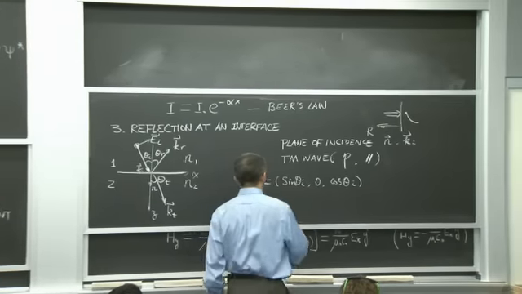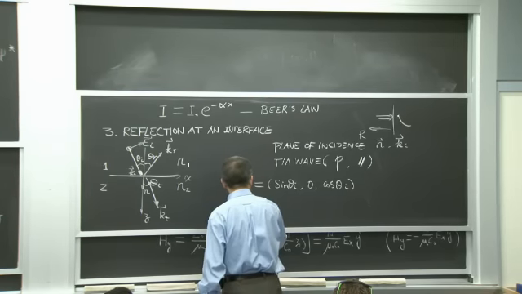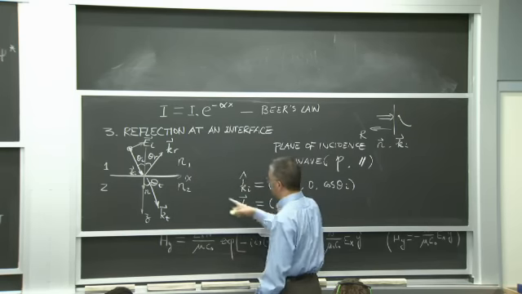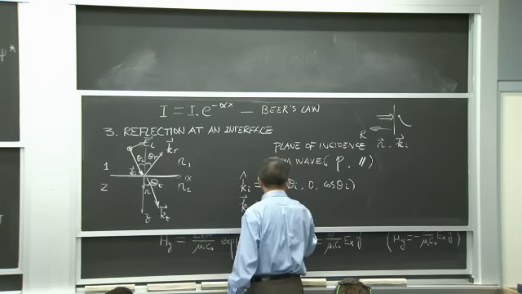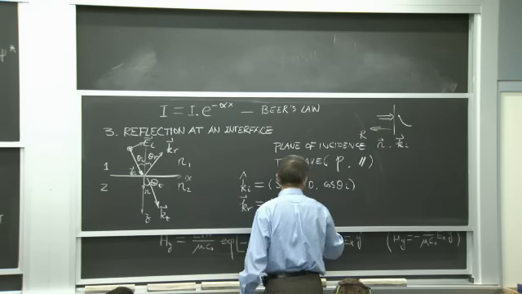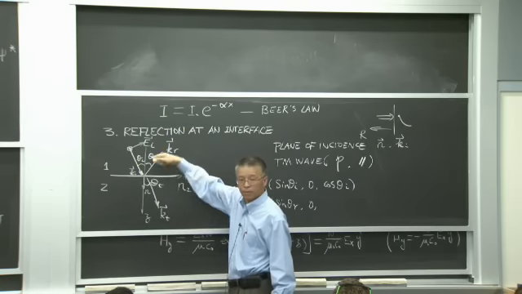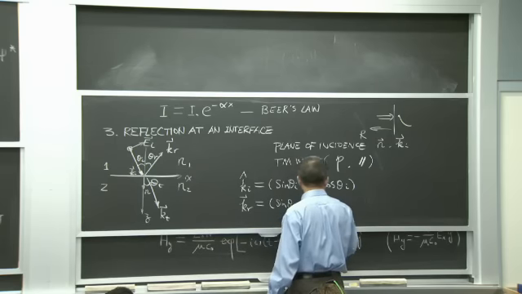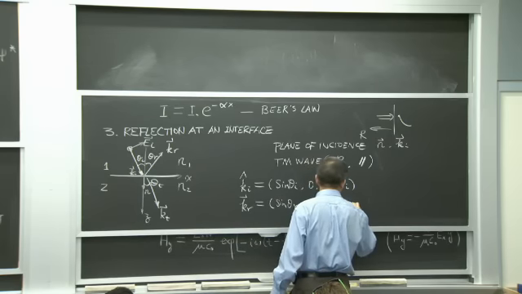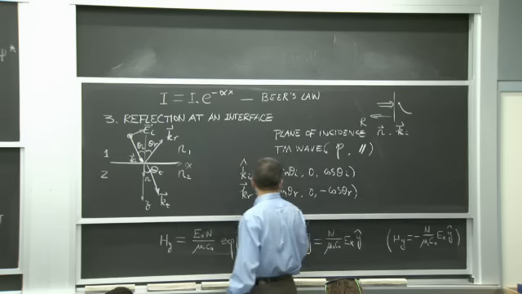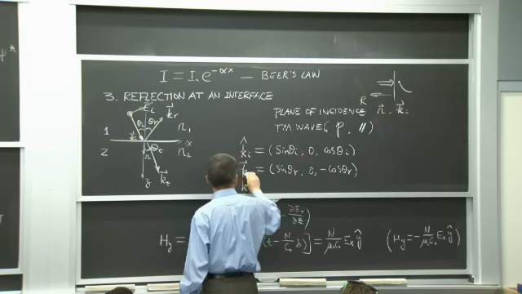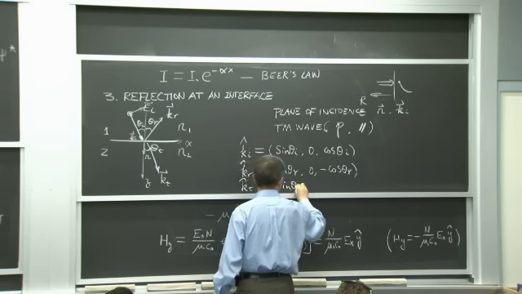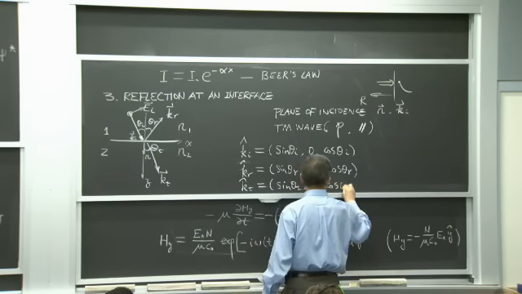And my unit vector of reflection is here, r. So the x direction is still sine theta r, 0. But the z direction is negative now. This is my propagation direction, right? My z direction is negative. So negative cosine theta r. And my t direction, this is unit vector, is sine theta t, 0, cosine theta t.